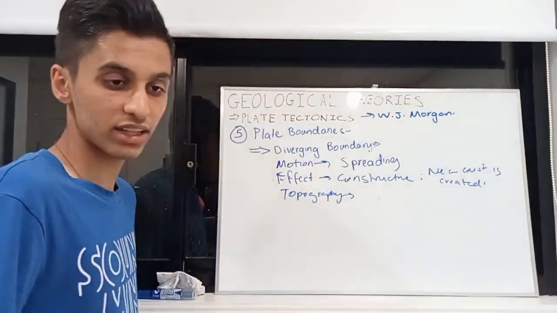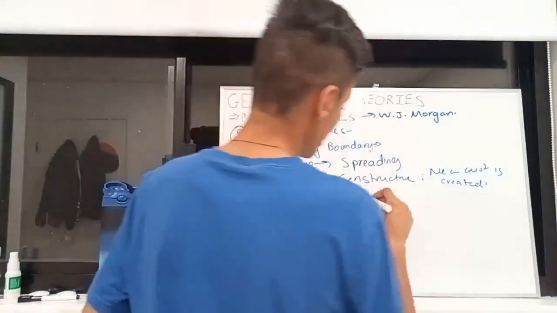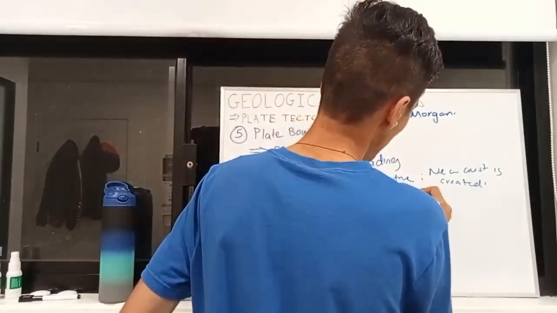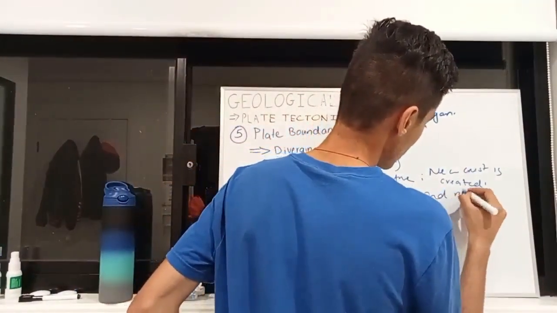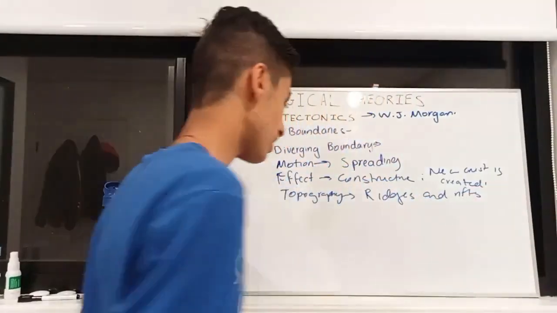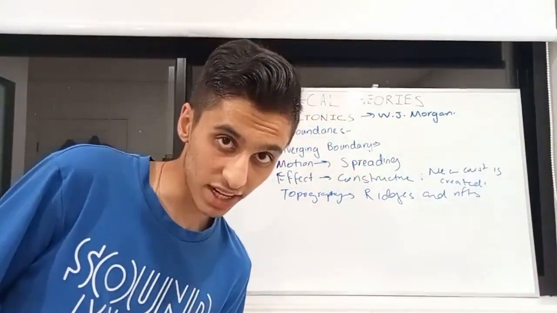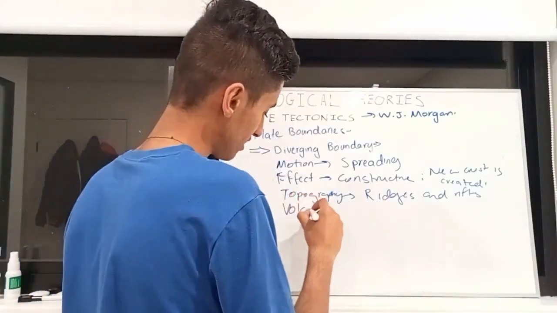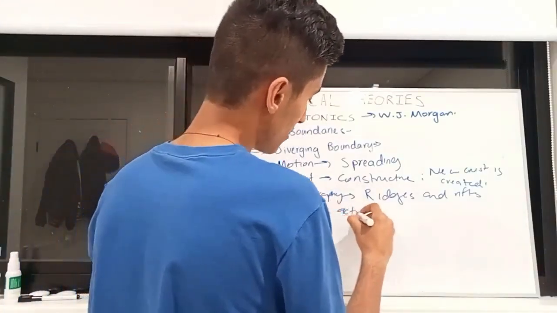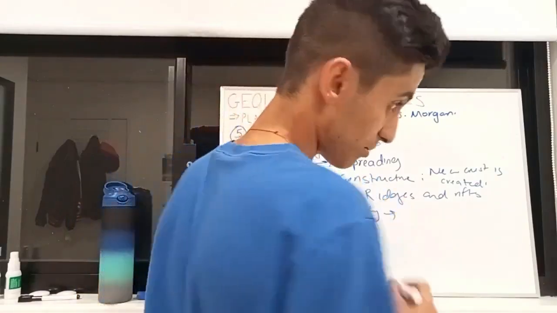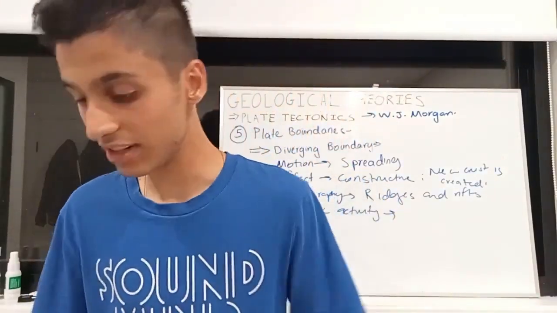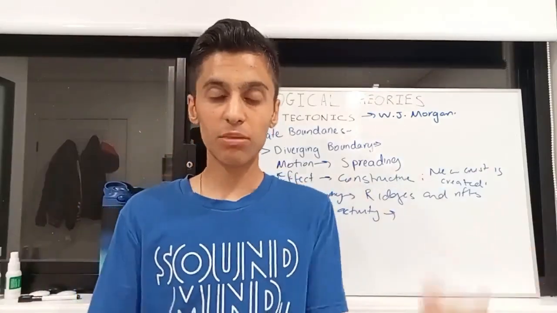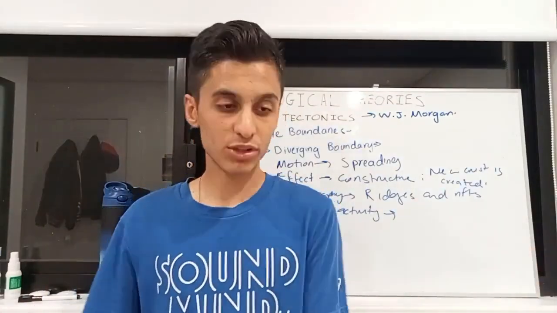What landforms are you likely to find from diverging boundaries? You're likely to find ridges and rifts, as discussed in our seafloor spreading theory. And volcanic activity. Yes, there is volcanic activity. This might sound a bit surprising. How is there volcanic activity? It's just spreading apart. How are there eruptions going around?